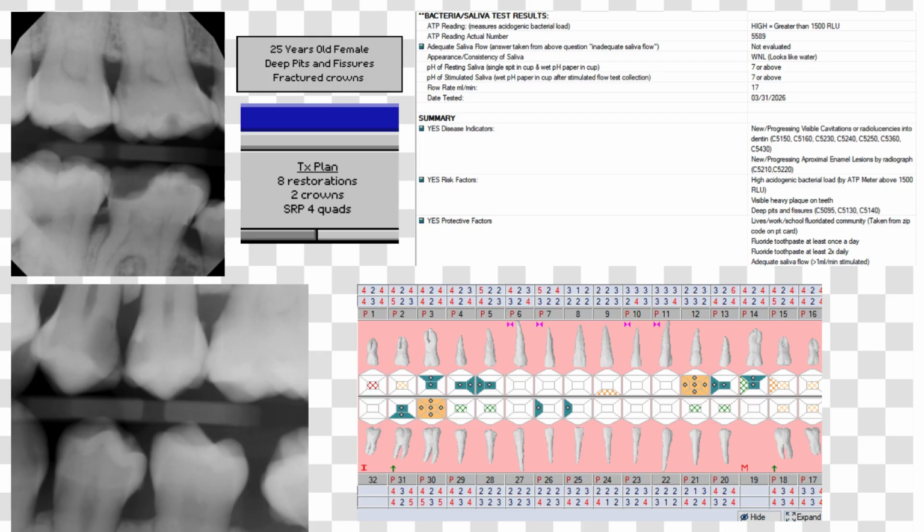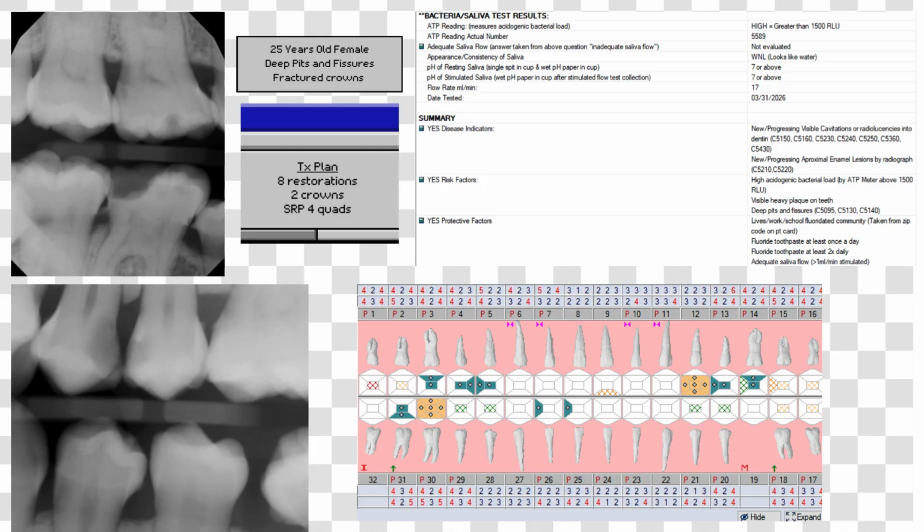From this case, I learned the importance of combining objective data such as salivary diagnostics with clinical and radiographic findings to make a comprehensive risk assessment. It also highlighted how multiple moderate risk factors can collectively place a patient into a high risk category.